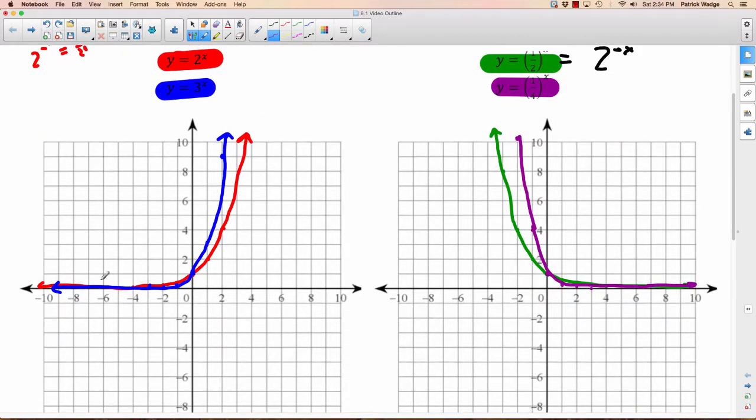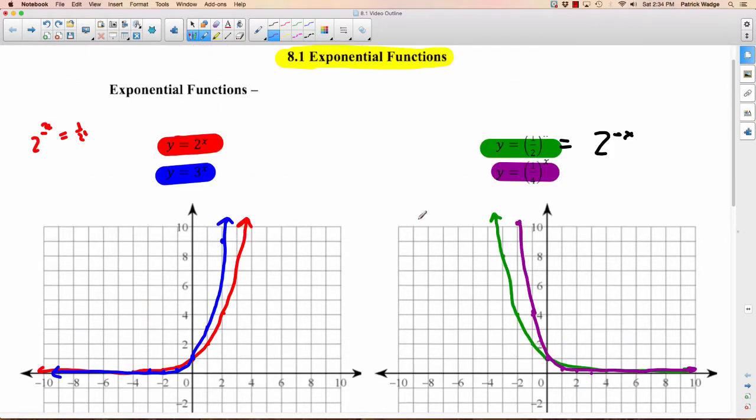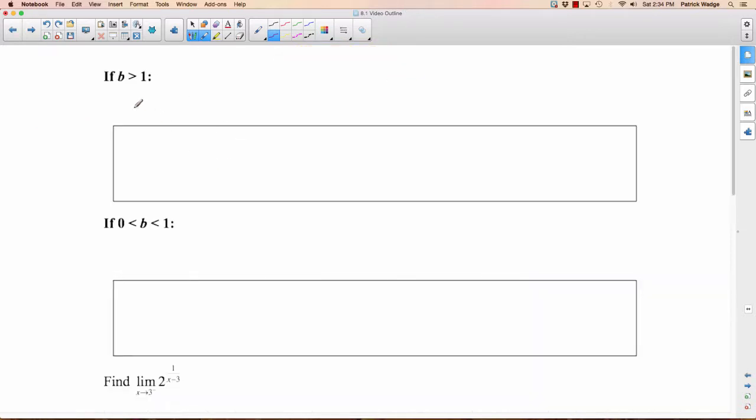But of course there are differences. These ones increase from left to right. These decrease from left to right. What's the difference? It has to do with the base. These have a base greater than 1. These have a base between 0 and 1. So let's summarize some information about that on the back.